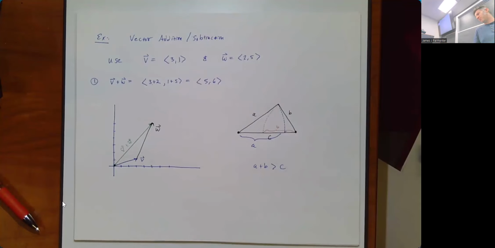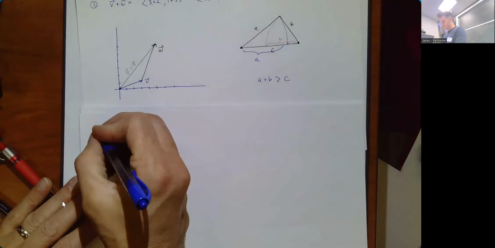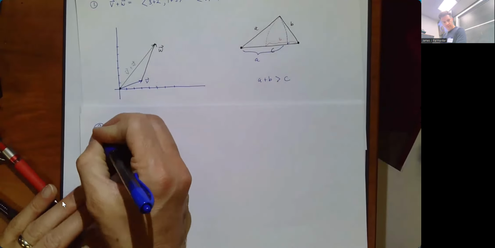It comes up all the time. Anyway, side note aside, let's look at one more thing here. Let's say I wanted to find 2 times v minus w. Well, I can do that same sort of way I did the first thing.